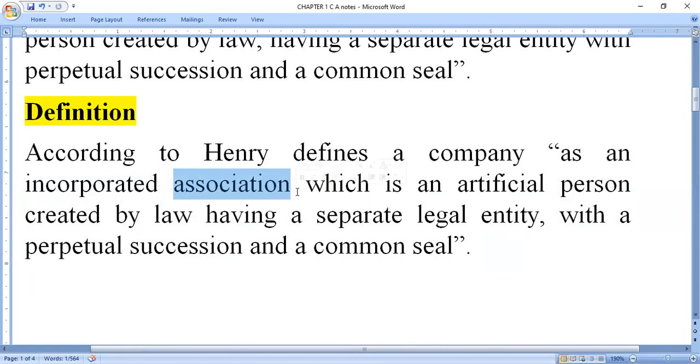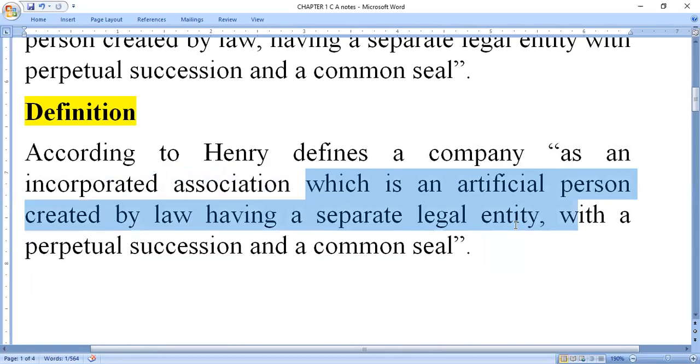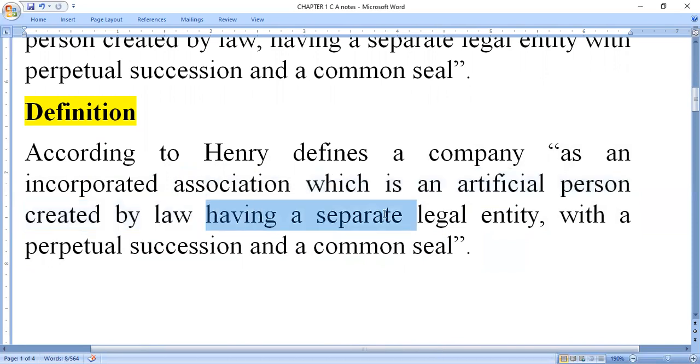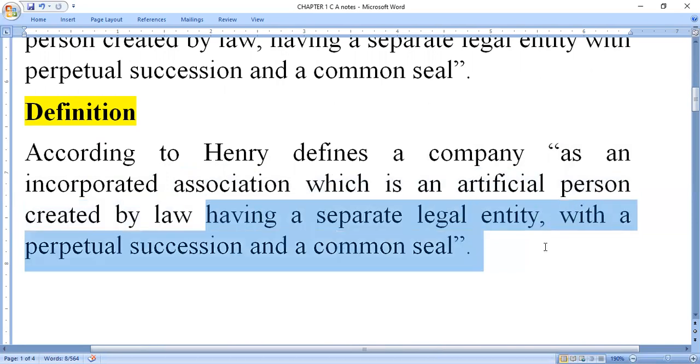So it is a registered association which acts as an artificial person created by law, registered under the Companies Act, having a separate identity with perpetual succession. Perpetual succession is nothing but having continuity. They are not stopping after only 1 year, 2 years. The span or continuation of the company keeps on going.